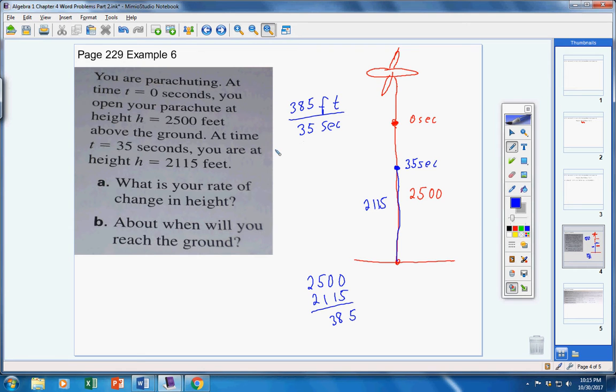So now simply take your calculators, which you're allowed to use with word problems, and type in 385 divided by 35, and you will get 11. So your rate of change in height is 11 feet per second.